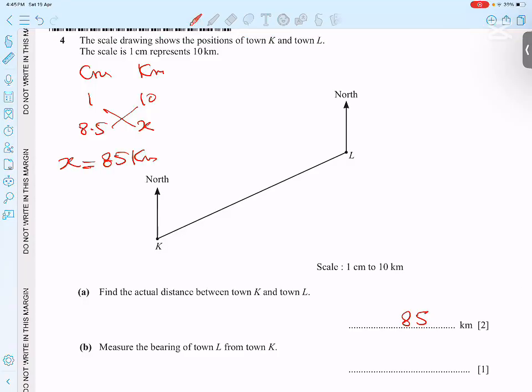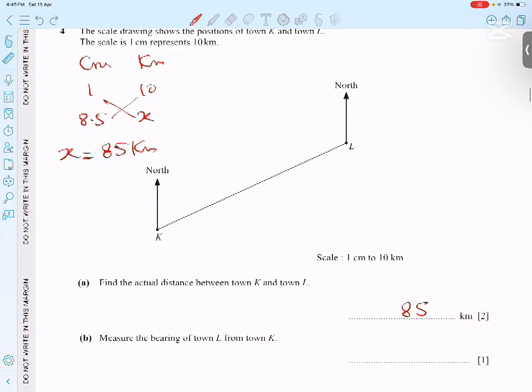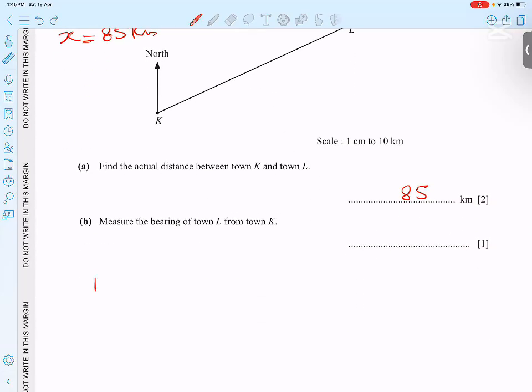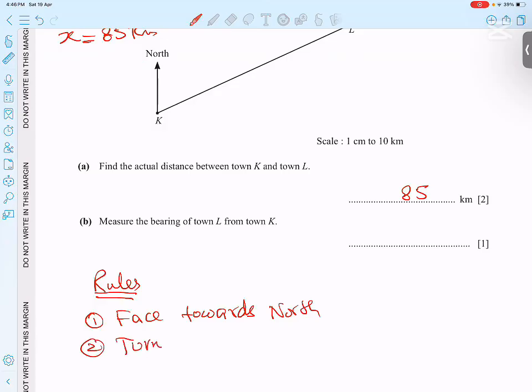Okay, bearing of L from K. Basically, we have two criteria, two rules. Let me write the rules, just a quick revision for you. Rule number 1, face towards north. Rule number 2, turn clockwise, till the target.